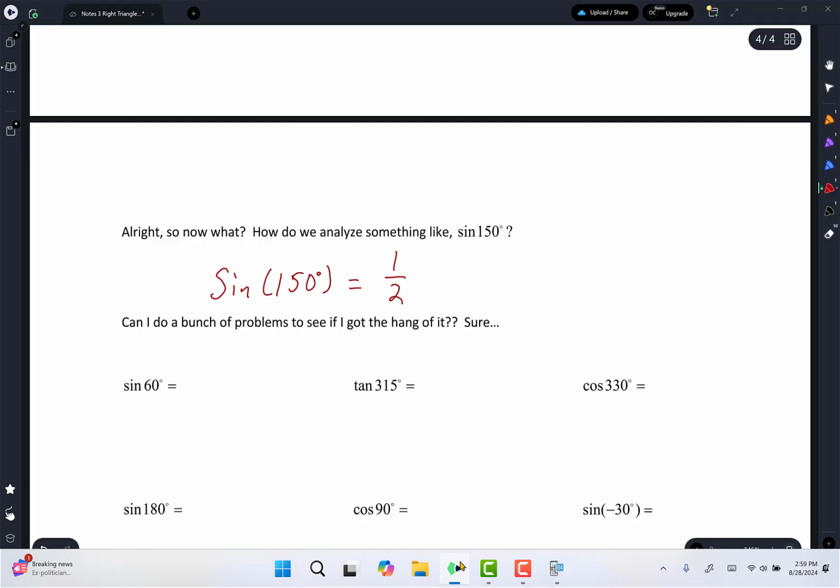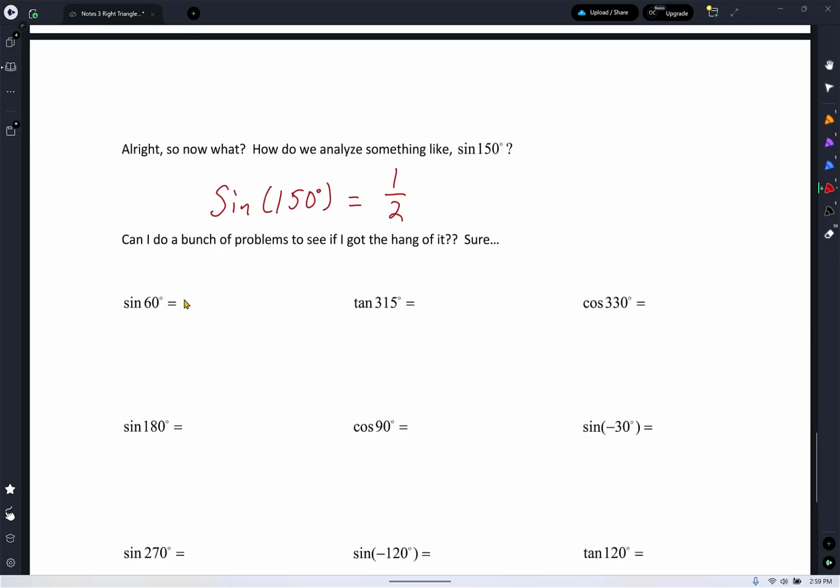All right, let's continue. Sine 60. Look at your unit circle at 60 degrees. What is the y value? That's what you're going to type. Tan of 315. Go to 315. Tan is y divided by x. Tell me the y value. Tell me the x value.